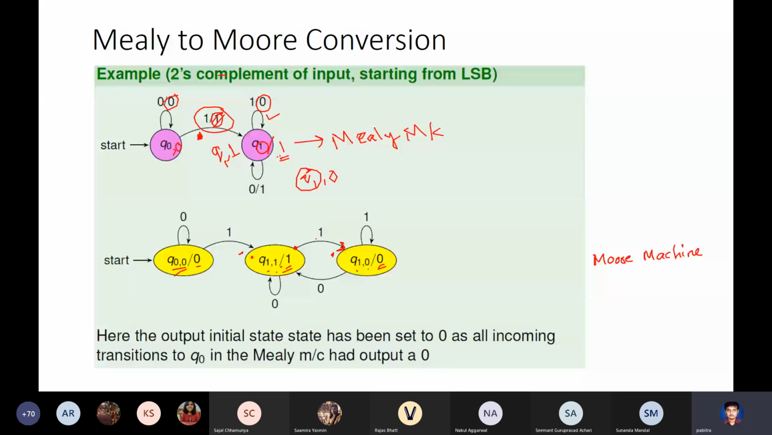So this edge also, because this is a self loop on this state, and this state has split into two, this self loop will now break into two edges. One is a self loop from Q1 0 to itself. Another is an edge from Q1 1 to Q1 0. So this edge has split up into this edge and this edge.